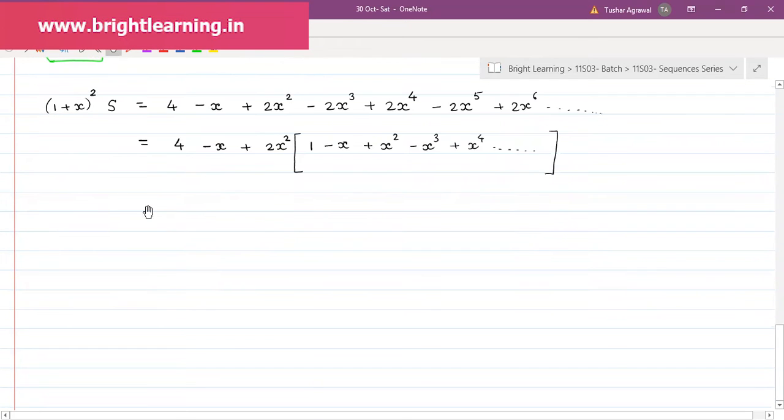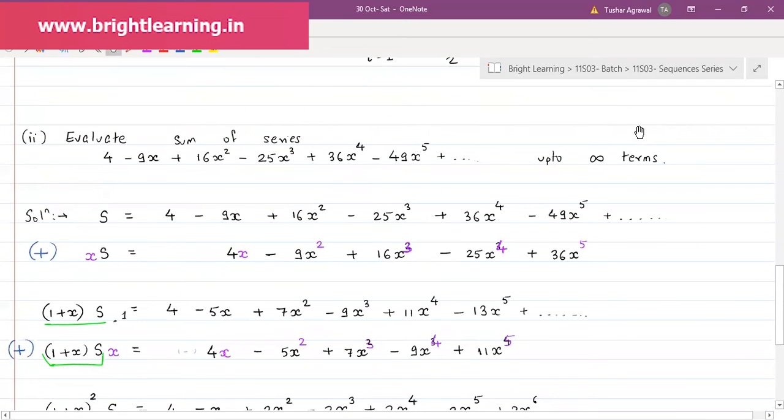So this will be equal to 4 minus x plus 2x square multiplied by, what is this sequence? This is a geometric progression with first term 1 and common ratio negative x. So the sum is a upon 1 minus r, up to infinity. So a, that is 1, multiplied by 1 minus r to the power n, upon 1 minus r. I forgot to mention this in the question: modulus of x is less than 1.